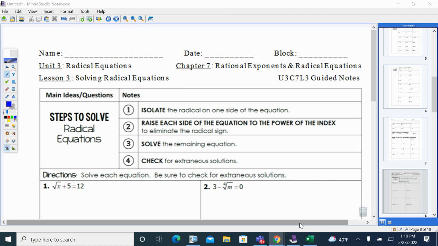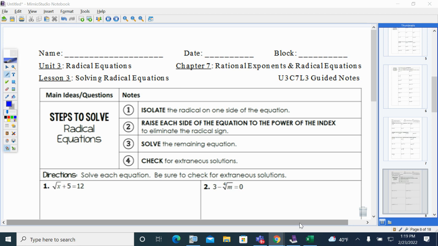Step number 2, you're going to raise each side of the equation to the power of the index to eliminate the radical sign. I'm going to talk more about that here in just a second. Step number 3 says to solve the remaining equation. And then step number 4 says to check for extraneous solutions. So a couple of things we need to talk about before I even get started on the examples.